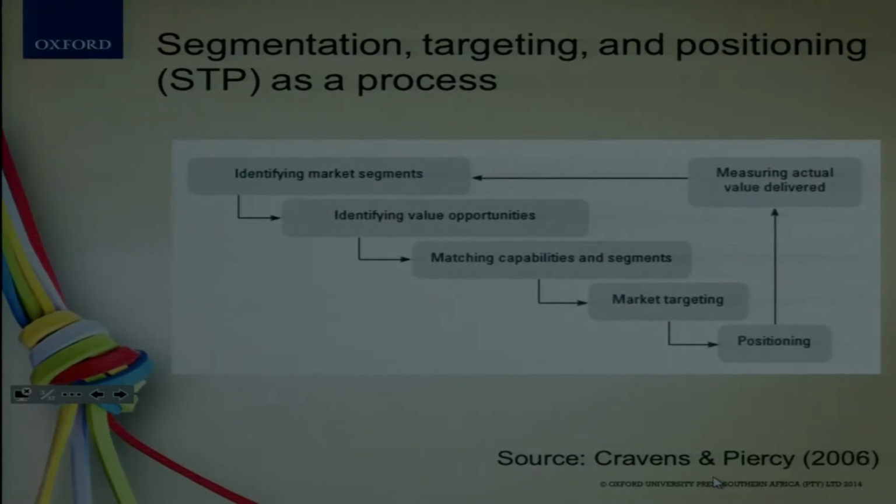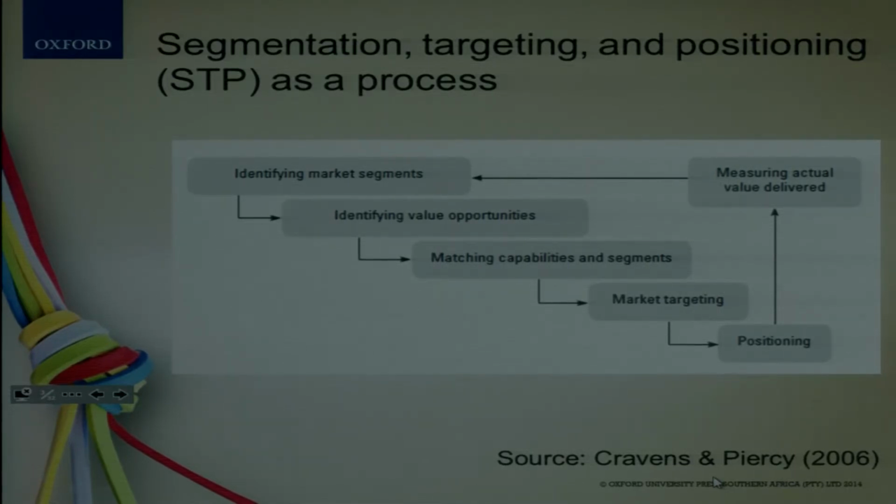So this is typically a segment targeting and positioning process. First of all, when you target the segment, you need to identify the market segment. Which market segment are you going to market your product or your service to? After that, you need to look at the value opportunity. Is there a value and opportunity for you to be able to undertake that market segment?